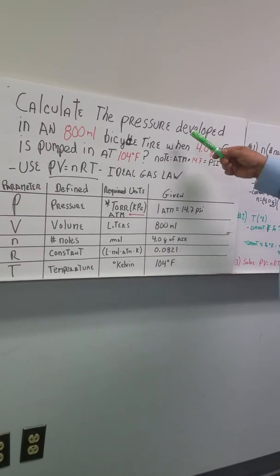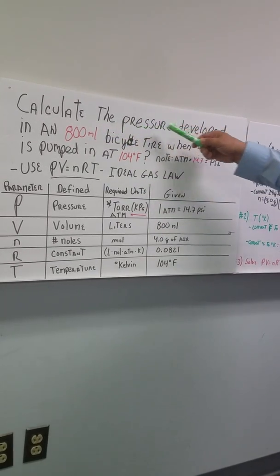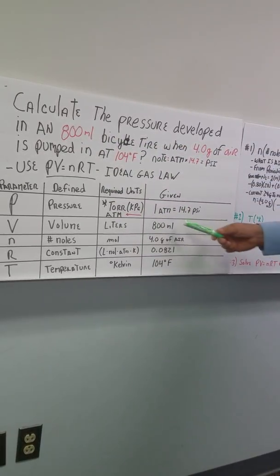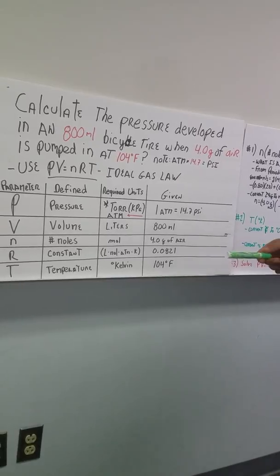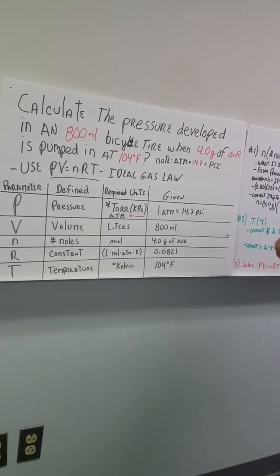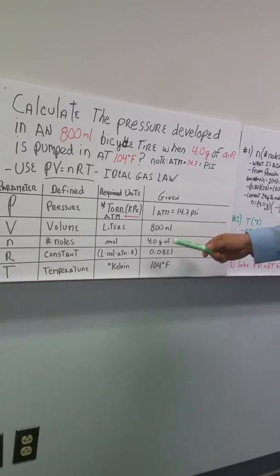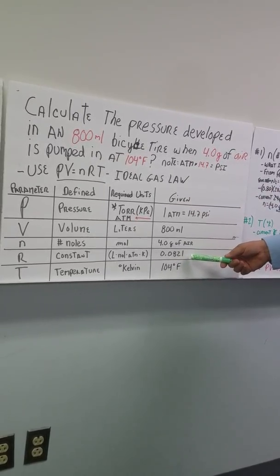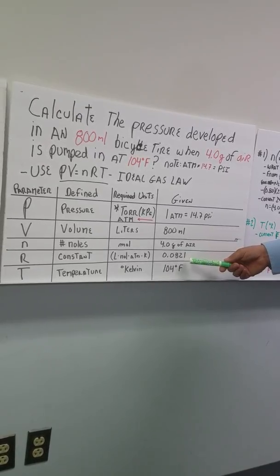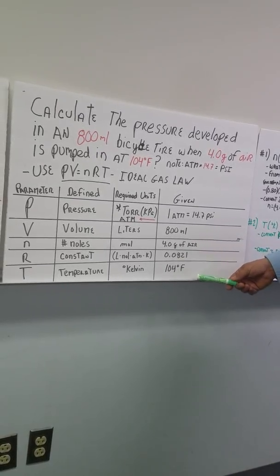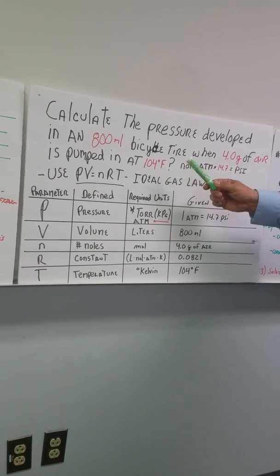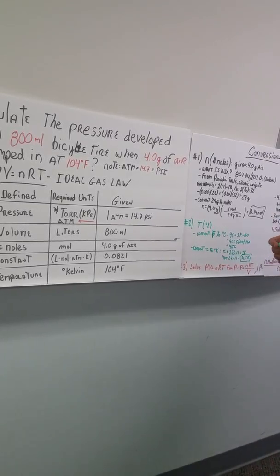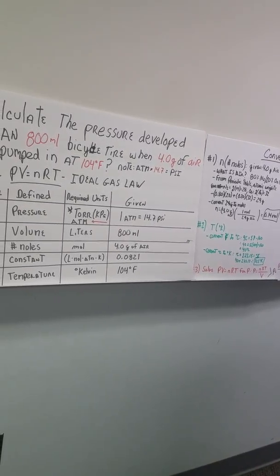We're given the pressure developed in an 800 mL, so that would actually be the volume. What is the volume? It's 800 mL, that's what's given. The quantity of the compound we're looking for is air, and we're given 4.0 grams of air. Our gas constant here in this case is going to be 0.0821. And the temperature that we're given is 104 degrees Fahrenheit. Okay? So now we have to put this into friendly units that we can use for our equation.